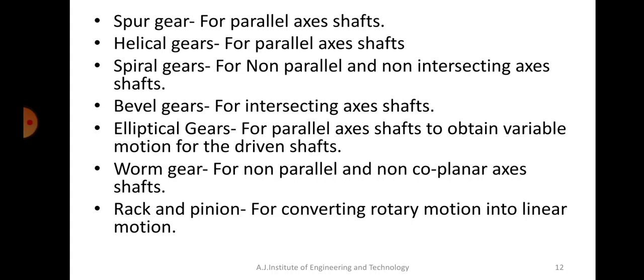Next one is elliptical gears. These are an example for parallel axis shafts to obtain variable motion for driven shafts. Elliptical gears means they are not circular in nature.